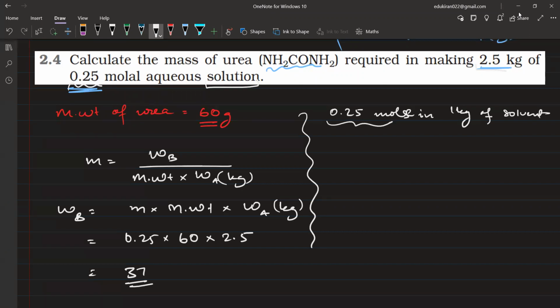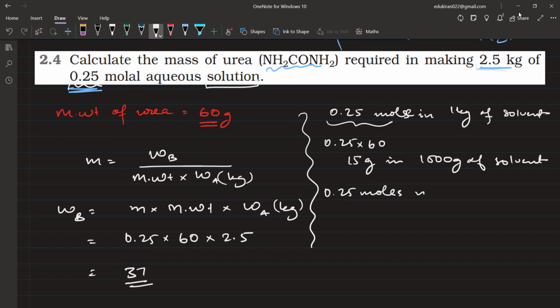And 0.25 moles means 0.25 into 60. 0.25 into 60 is equal to 15. 15 grams in 1000 grams of solvent, that is 0.25 moles in 1015 grams of solvent, right.